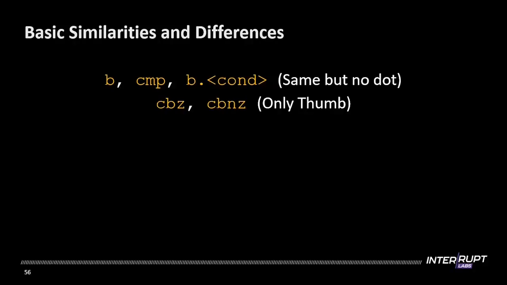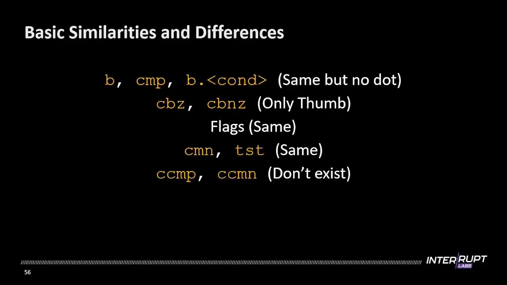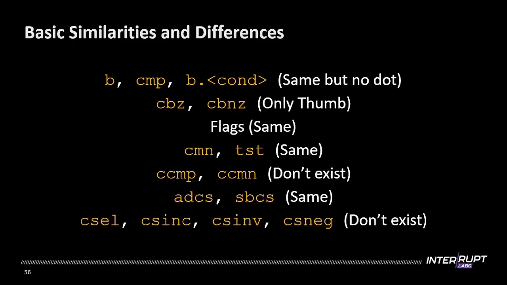CBZ and CBNZ only exist in thumb mode. The flags work the same. CMN and test work the same. CCMP and CCMN don't exist in ARM32. We'll see why they're not really necessary in a minute. ADCS and SBCS work the same. And none of the conditional selection instructions exist. And again, we'll see why those aren't really needed.